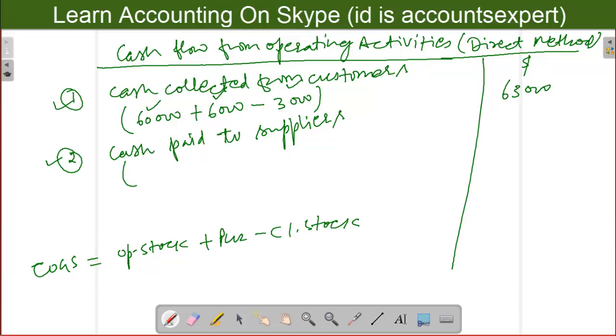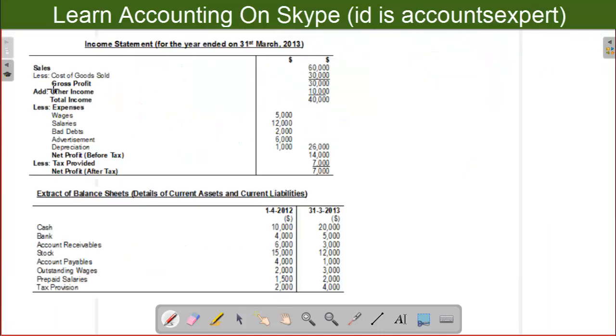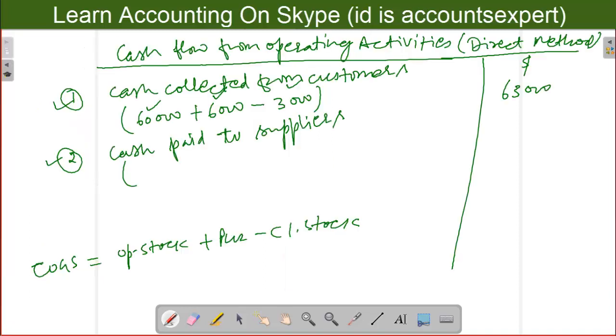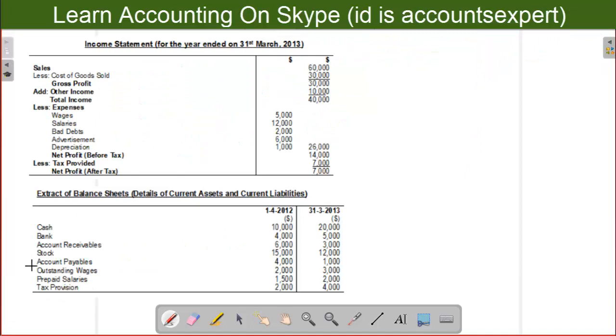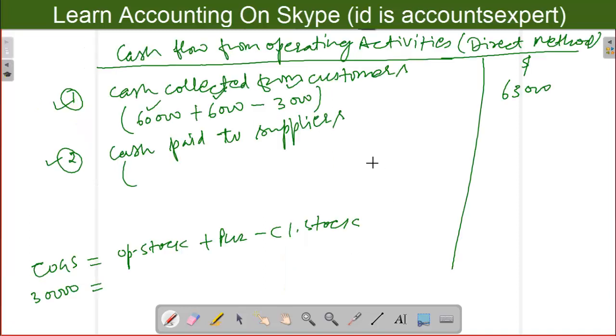So see, cost of goods sold is given in the question. What is the cost of goods sold? In the income statement, 30,000. So I will write 30,000. Now opening stock we have to take. See what is the information regarding stock: opening stock is 15,000 and closing is 12,000. So 15,000 I will take here and 12,000 we have to subtract. And we don't know purchase, so I will write purchase as it is here.